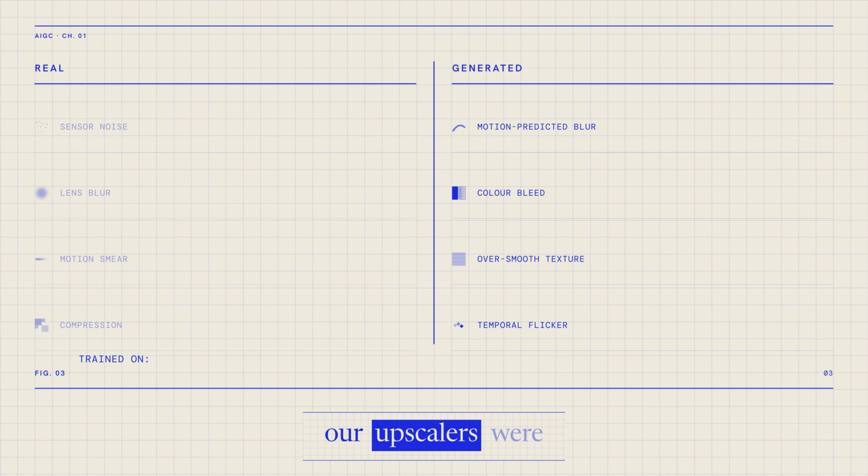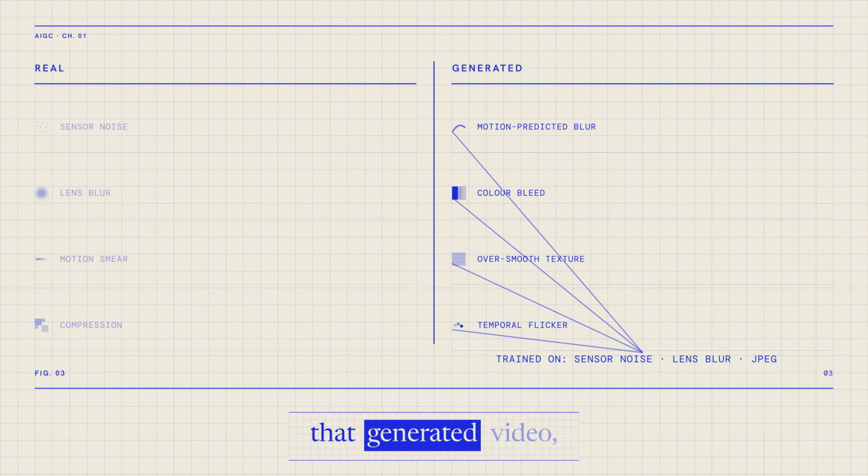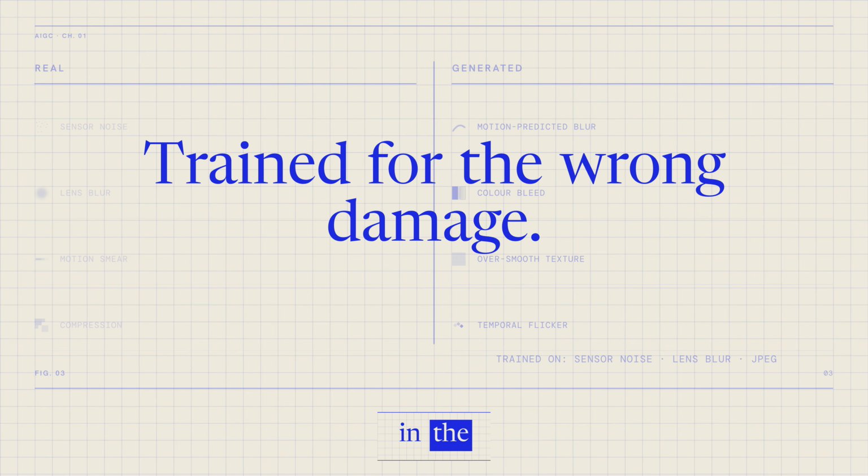Now look at what our upscalers were trained on. Sensor noise, lens blur, JPEG. Every one of them a fingerprint of physics that generated video does not have. We trained a specialist in the wrong disease.